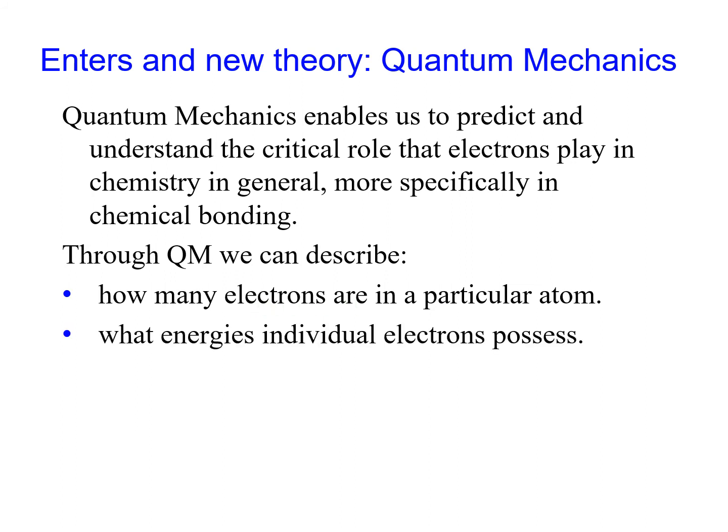We can also describe through quantum mechanics what energy individual electrons possess. And when you look at the periodic table, you can see energies as quanta. That would be the horizontal rows in the periodic table. And we can also, through quantum mechanics, describe where electrons can be found.